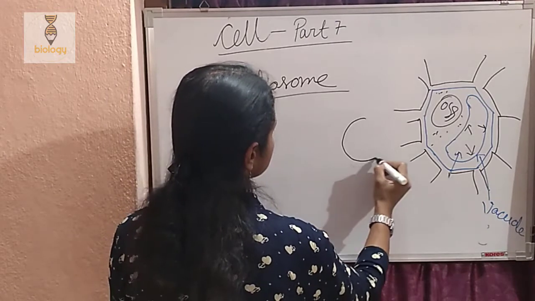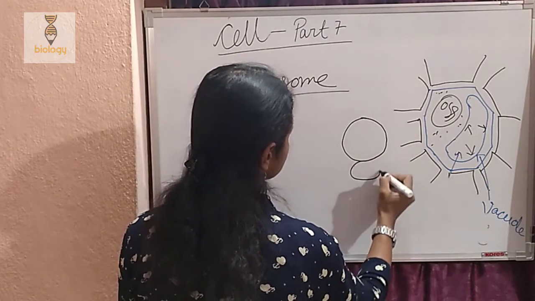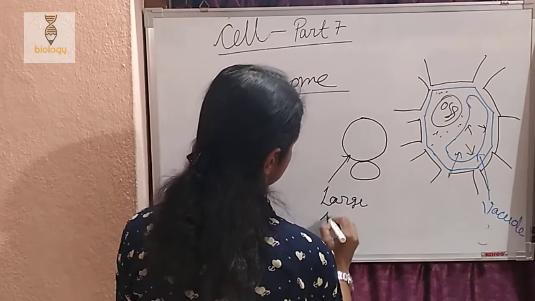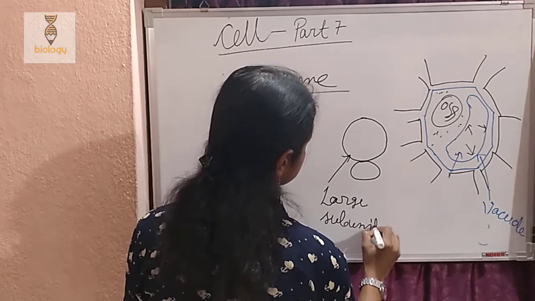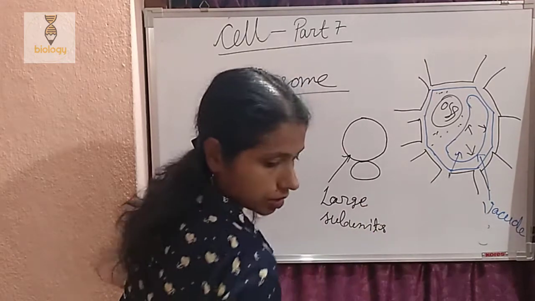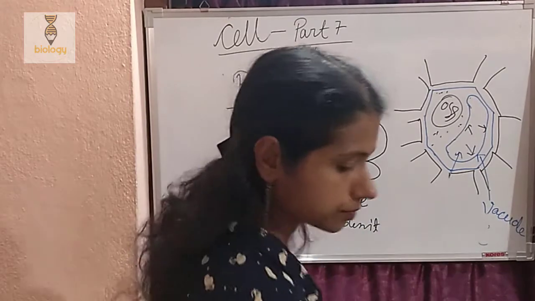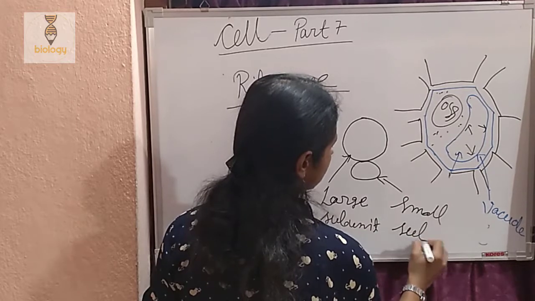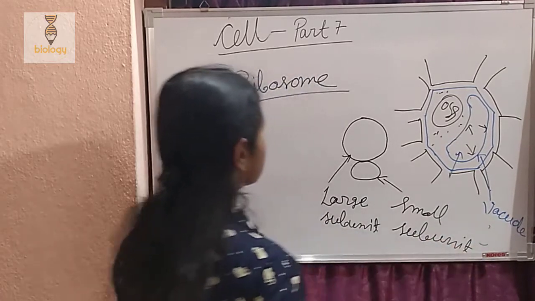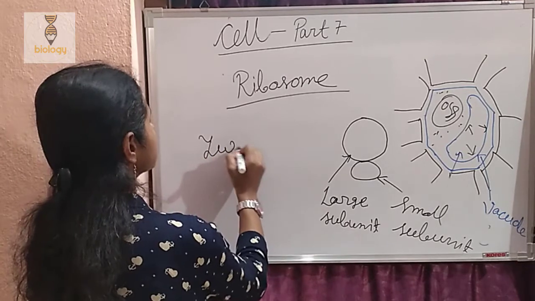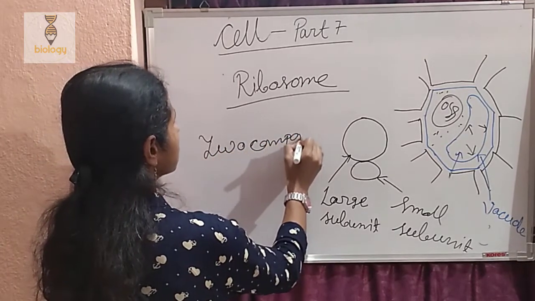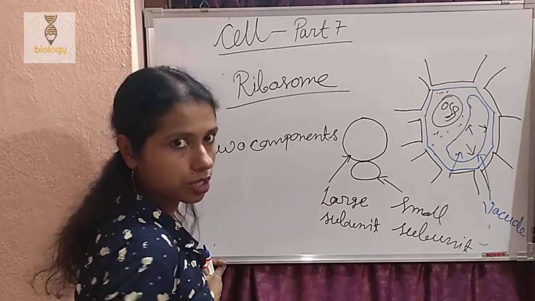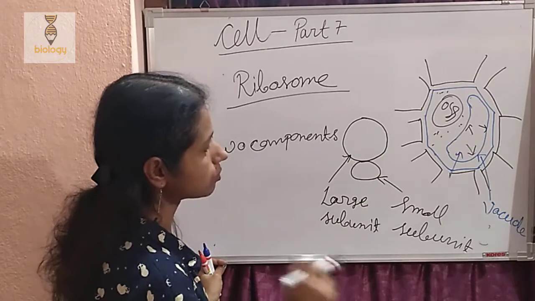Suppose this is a ribosome, two subunits are present: large subunit and small subunit. Okay, so it has two components. This one is the bigger component and this one is the smaller component, or you can say large subunit and small subunit.